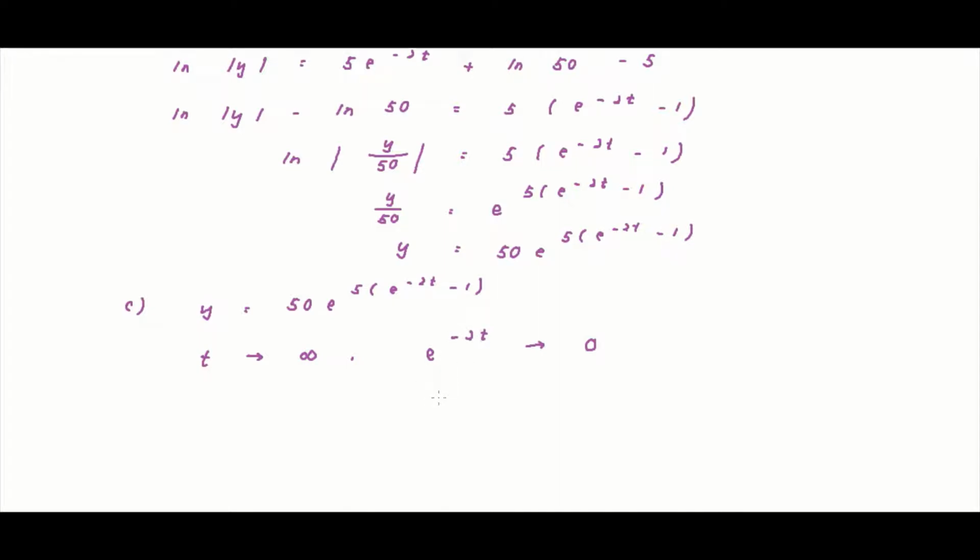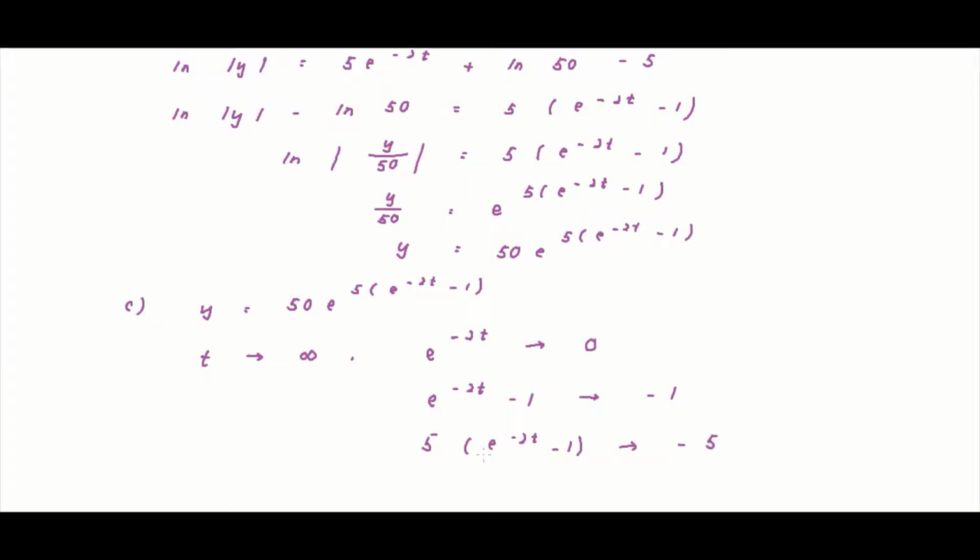Now imagine I have e negative 2t minus 1. If the exponential part is approaching 0, when I minus 1, this value will be approaching negative 1, correct? If this is very near to 0, then when I minus 1, it will be very near to negative 1. Continue with multiply by 5. When I multiply by 5, negative 1 also needs to be multiplied by 5, so it becomes negative 5.